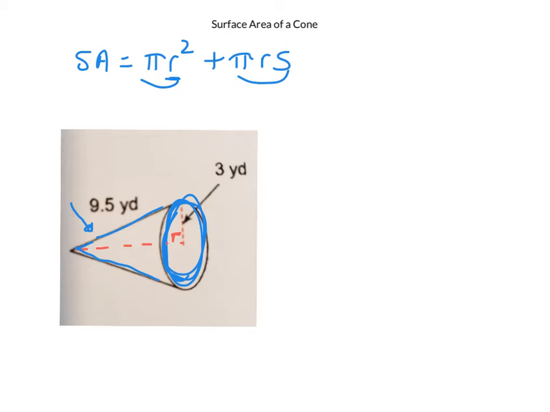Okay, so if we look at this cone here, what are we going to type into our calculator? We're going to type in pi, our radius is 3, that's what the r stands for, and we're going to square that. Plus pi, and again the radius is 3, and the slant height is 9.5. Let's grab a calculator and put those values in, times pi.